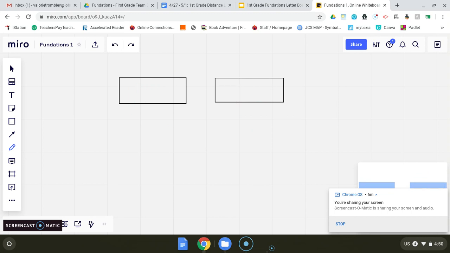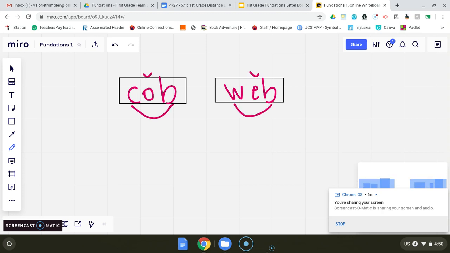Cobweb. Cobweb. Go ahead and write what you hear inside of each syllable frame. Then I'm going to go back and write cob, web, cobweb. Of course, marking those as short, and there are those syllables. And if I were writing this word, I would put it all together. We're just separating it into its syllables.